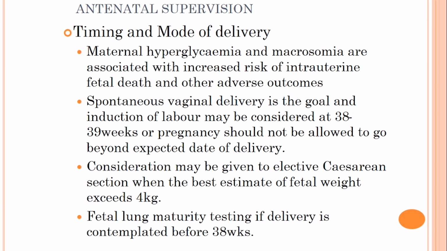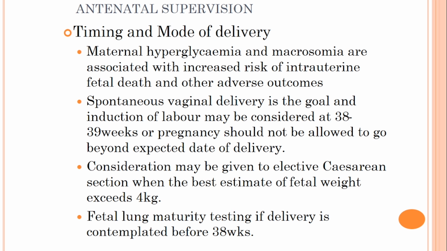Timing and mode of delivery. How do we conduct that? Maternal hyperglycemia and macrosomia are associated with increased risk of intrauterine fetal death and other adverse outcomes. Spontaneous vaginal delivery is the goal in DM, and induction of labor may be considered at 38 to 39 weeks of pregnancy. Generally, under no condition should pregnancy be allowed to go beyond the expected date of delivery.